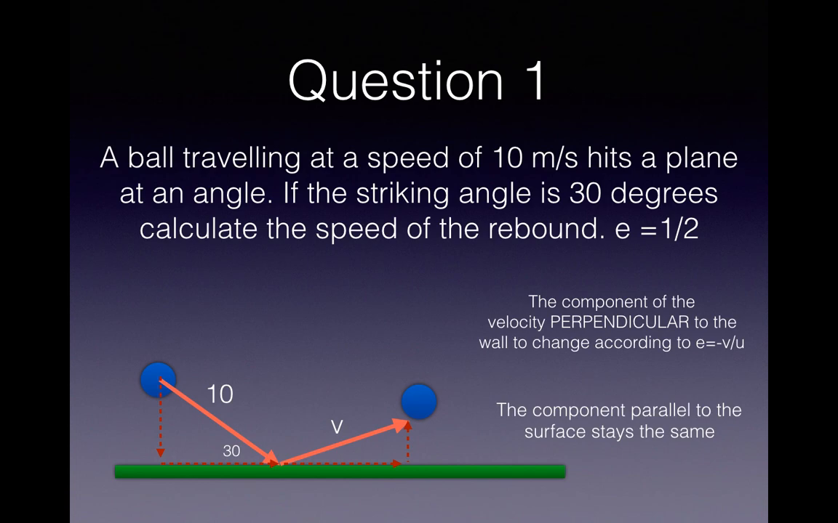And the second sentence, the components parallel to the surface stay the same, so the horizontal red dotted line on the left-hand side should be the same as the horizontal red dotted line on the right-hand side. And that's because there's no force acting on the object in that direction, so the ball will keep travelling at constant velocity horizontally. That's Newton's first law.